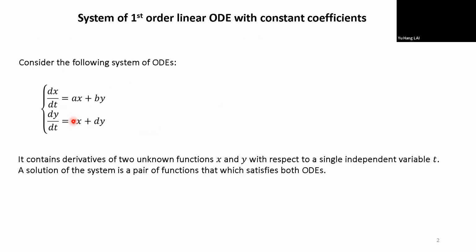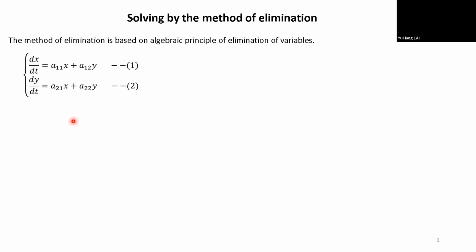So one of the methods to solve this is the so-called method of elimination. The idea is basically very similar to what we do when we have a 2 by 2 linear equation. So this is the system that we are considering.